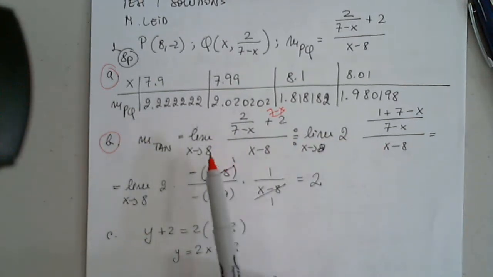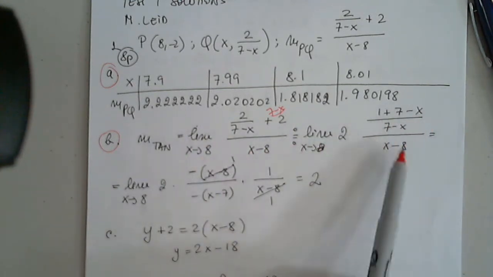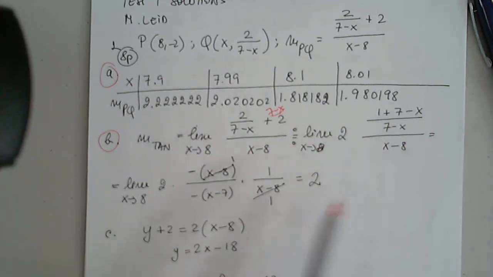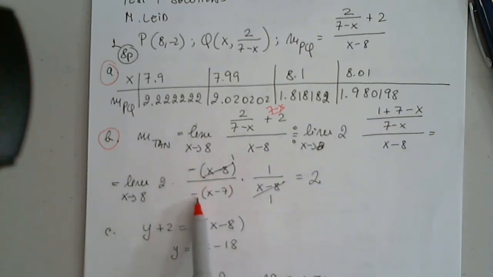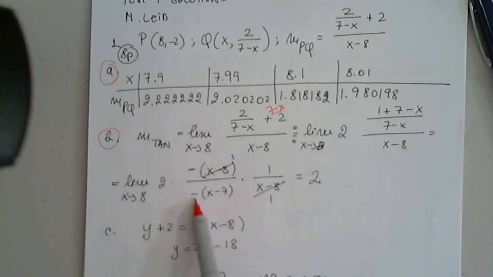I factored out the 2 first. That's what I did. Factored out the 2, and then I simplified my life very much. And the numerator becomes x minus 8 after I factor out -1. And the denominator is flipped, and the denominator here also factored out -1. So when you plug in 8 now, this is 1, this is +1, so this is 2.